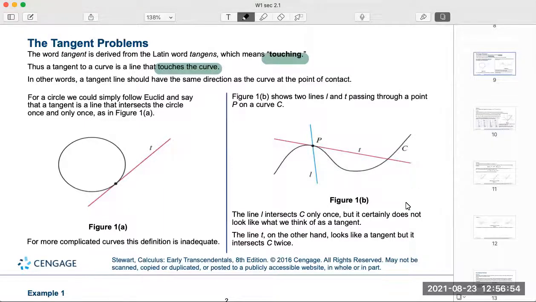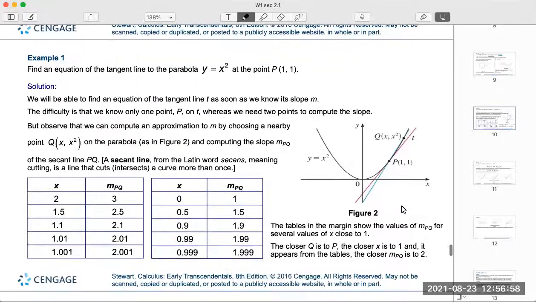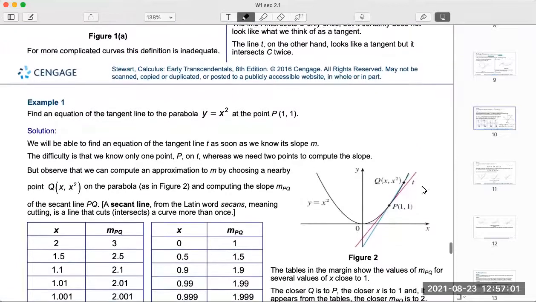Then that is the concept of a tangent line. Let us go to the first example here.